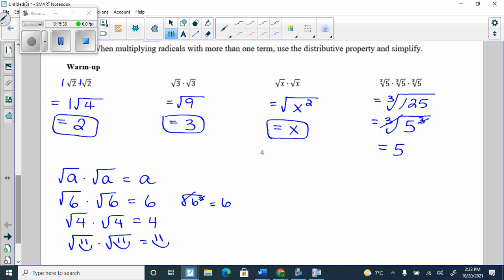So if you have a cube on the root, you have to have 3 of the same. So a rule would be like the cube root of A times the cube root of A. Can I get an answer from that? No. But the cube root of A times the cube root of A times the cube root of A is just A.